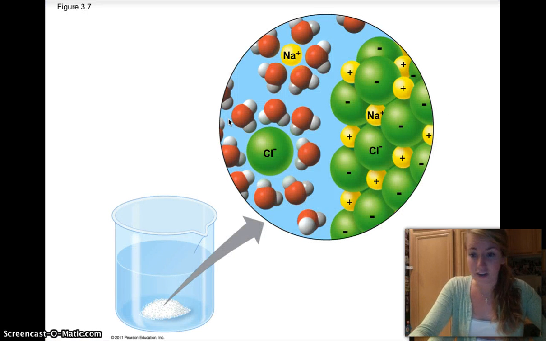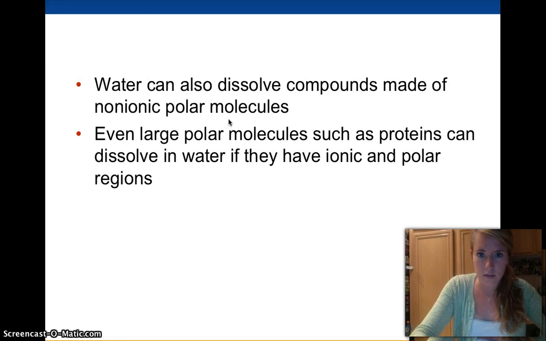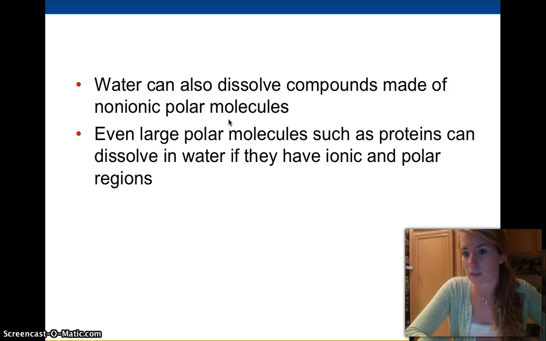And anything that's ionic or polar is going to dissolve in water for this specific reason. Because of the partial charges on the water molecule, it goes and breaks everything up, and then you have dissolved your solution. Water can also dissolve compounds made of non-ionic polar molecules. So I already said that.